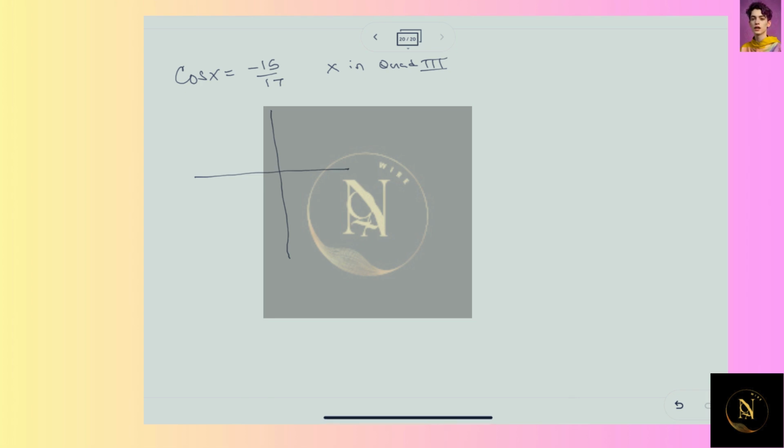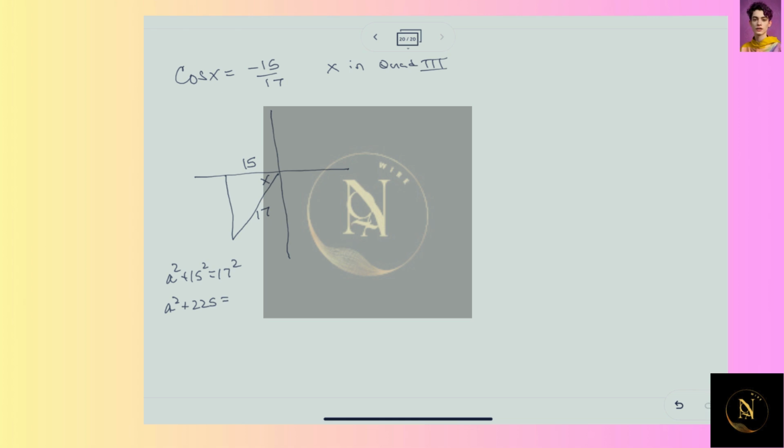I'm going to start off by drawing this angle. I know that the angle is in quadrant 3 because it tells me it is. And I know that the cosine is 15 over 17, so that's the adjacent side to the angle over the hypotenuse. I'm going to use the Pythagorean theorem to get that third side.